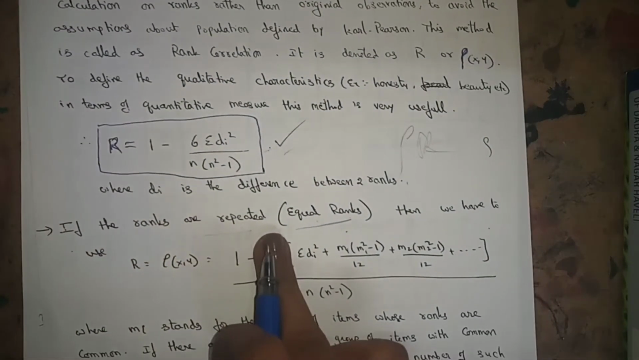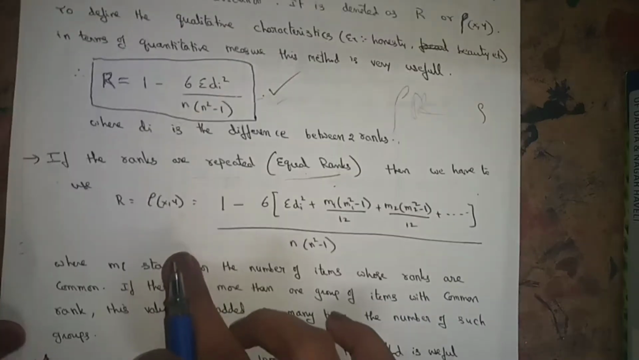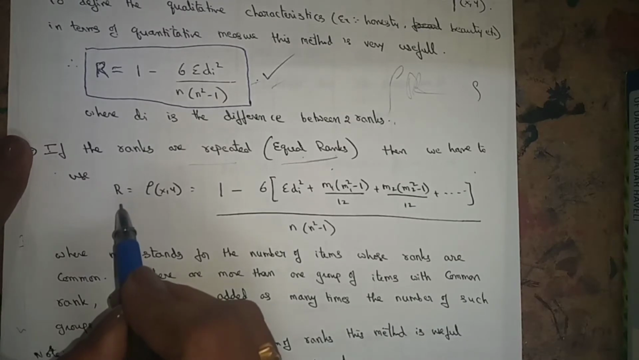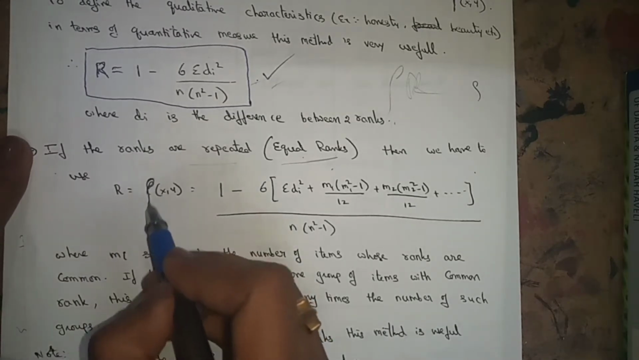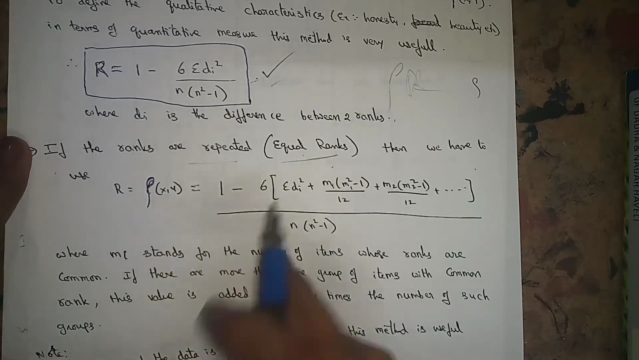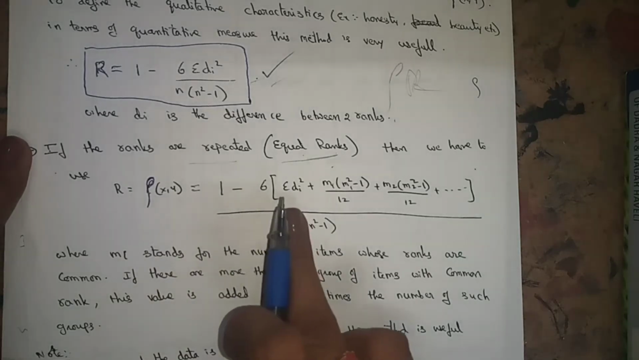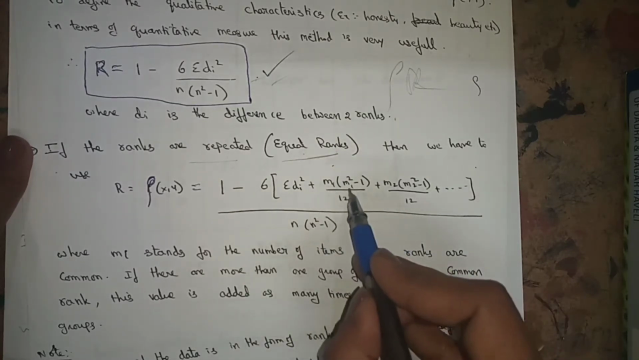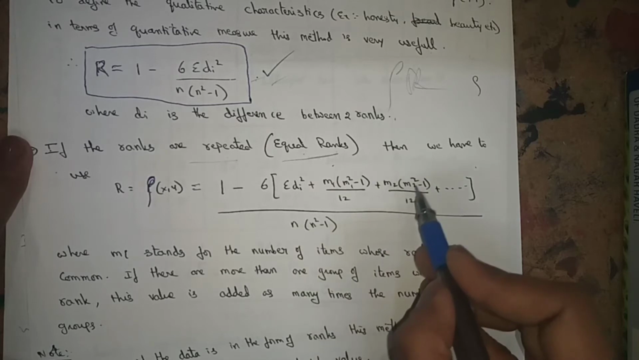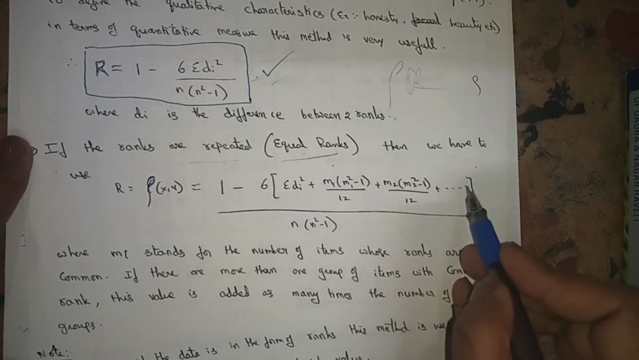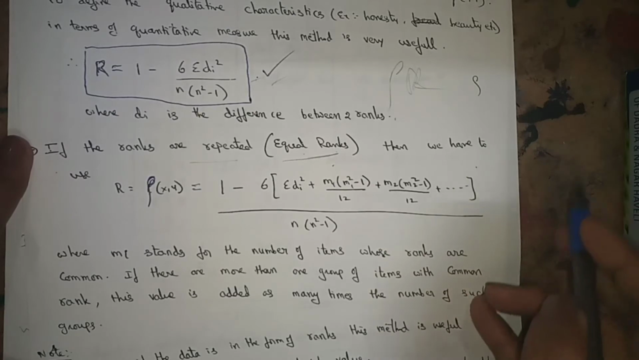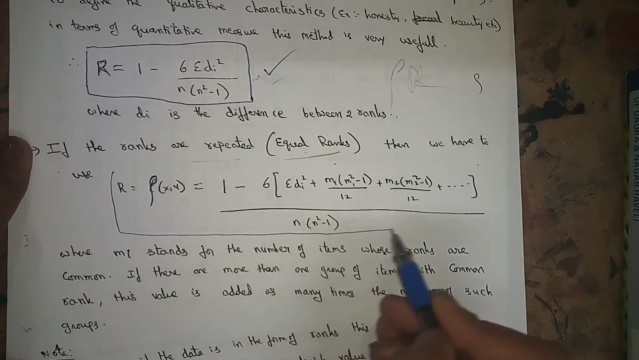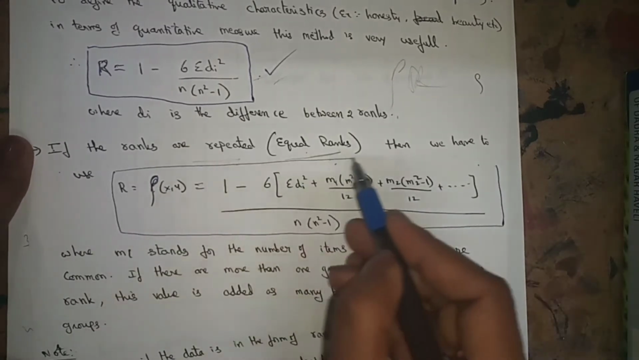If the ranks are repeated or equal ranks, then we have to use another formula. What is that formula? R rho of xy is equal to 1 minus 6 into sigma di square plus m1 into m1 square minus 1 by 12 plus m2 into m2 square minus 1 by 12 plus m3 into m3 square minus 1 by 12 plus and so on, whole divided by n into n square minus 1. This is one more big formula.